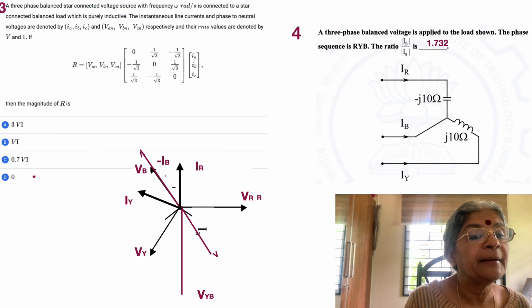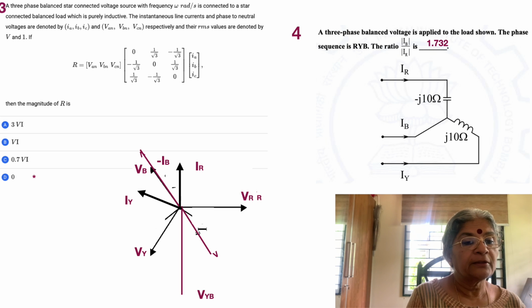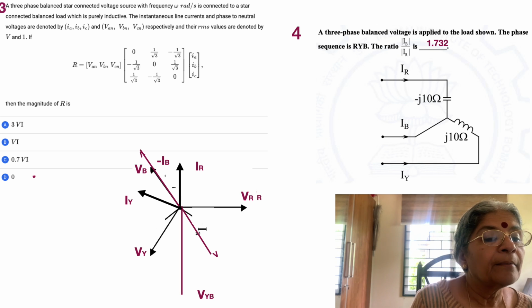So of course there is compatibility between the matrices, because if you multiply the whole thing, you get a single value, and that is the value of R as is given. Okay, and what is inside the matrix? Let's see. 0, 1 by root 3, minus 1 by root 3. That's the first row. Second row is minus 1 by root 3, 0, and 1 by root 3. And third row is 1 by root 3, minus 1 by root 3 and 0.